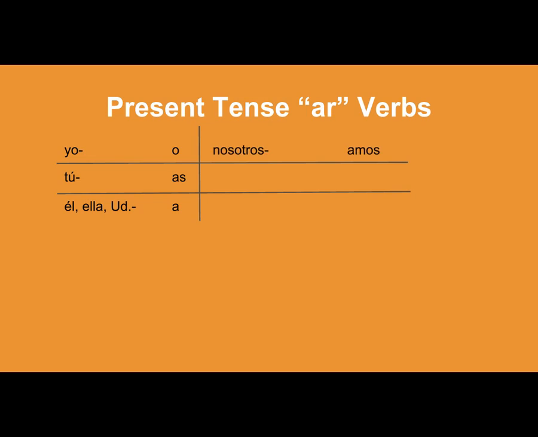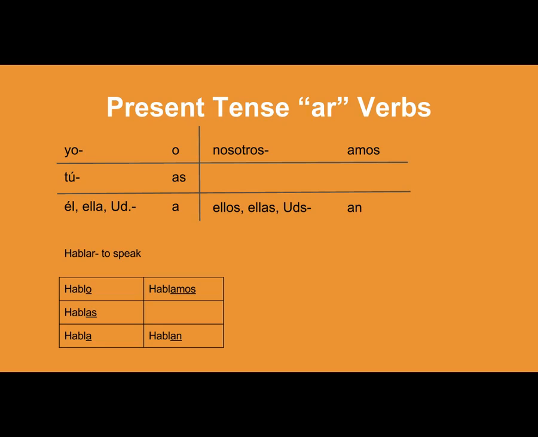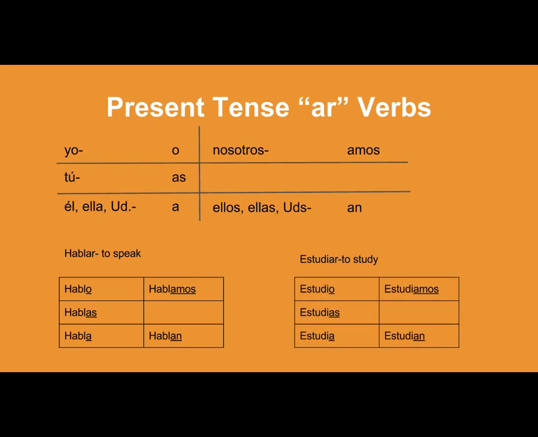Nosotros hablamos means that we are speaking. The ending is amos. They are speaking, or you all are speaking, is an ending. So the conjugations of hablar would be hablo, hablas, habla, hablamos, hablan. Estudiar, to study. Estudio, estudias, estudia, estudiamos, estudian.